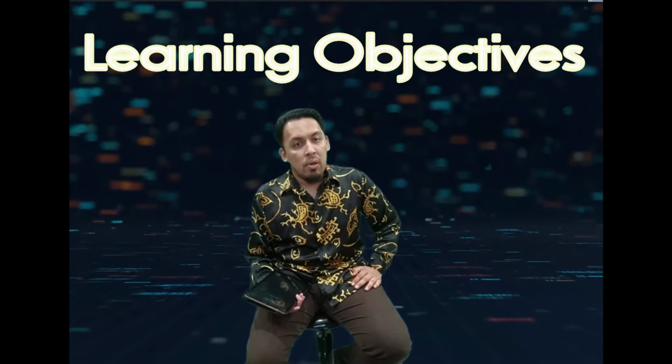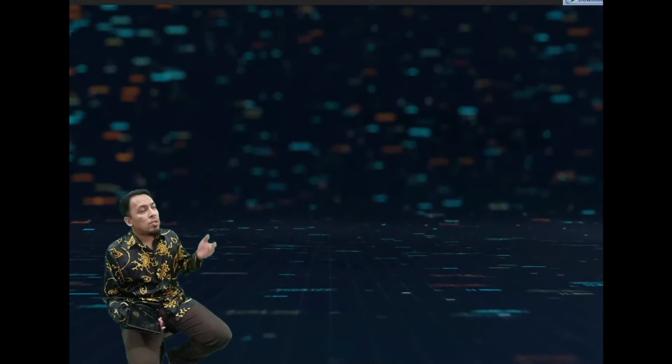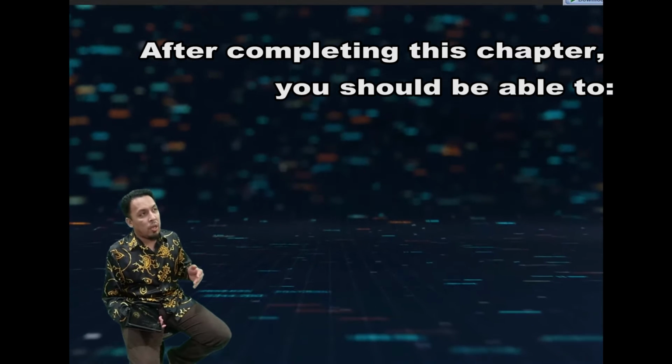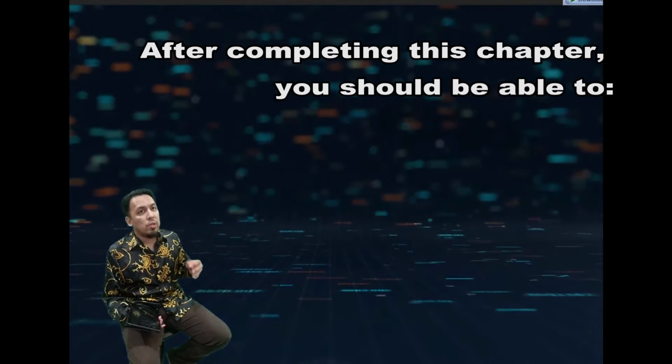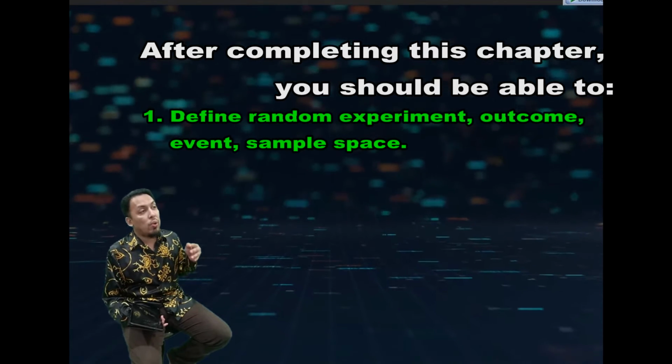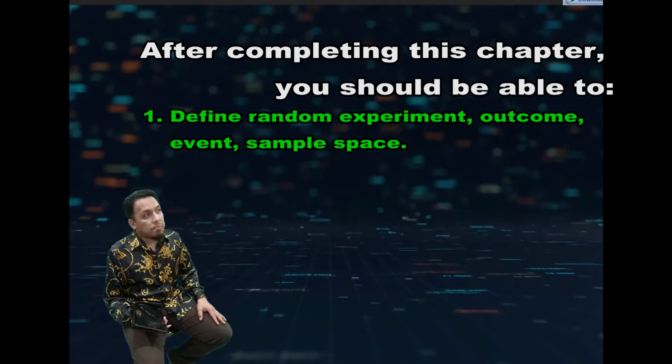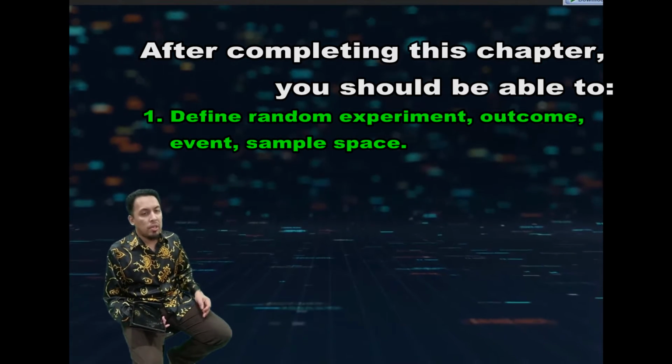Next, we are going to see what the learning objectives are. It means that after completing this chapter, you should be able to do all of those things. We have around 10 learning objectives for this topic. First, after completing this topic, you should be able to define several terms that we're going to learn later, such as random experiment, outcome, event, sample space, and so on.